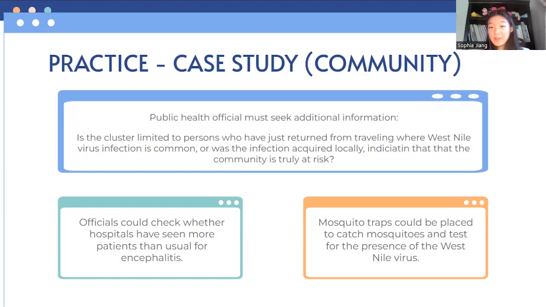But public health officials must also seek additional information, such as, is the cluster limited to persons who had just returned from traveling where the West Nile virus infection is common, or was the infection acquired locally, indicating that the community is truly at risk? So in order to get this information, the official could check whether hospitals have seen more patients than usual for encephalitis, and mosquito traps could be placed to catch mosquitoes and test for the presence of the West Nile virus, because mosquitoes do carry the virus.